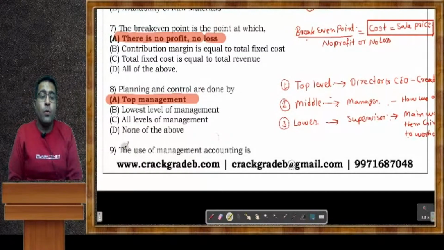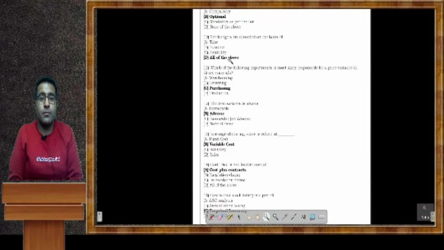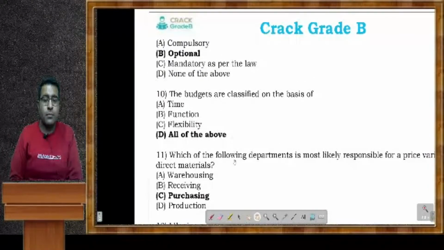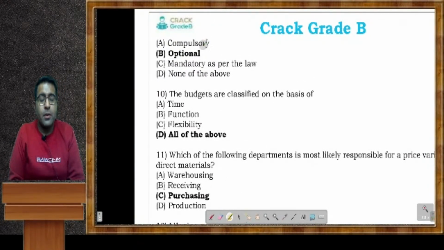Okay. Now, what are the uses of management accounting? Just look at it. It is compulsory, it is optional, mandatory as per law, none of the above. It depends upon you whether you are using proper management accounting or not. Because government always wants some type of taxes, so for tax, financial accounting and cost accounting are needed. So management accounting is always optional.